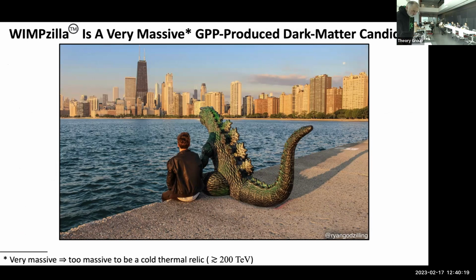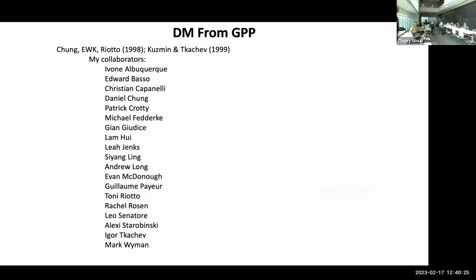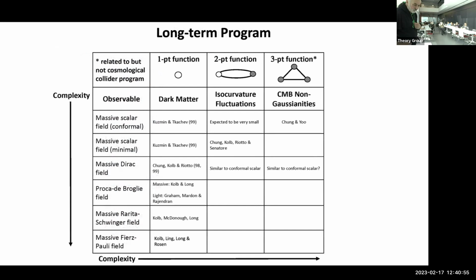And this is something I've been working on for a long time, going back to 1998. It's a list, I believe, of all of my collaborators who have written papers on this. It started out with a paper I wrote when Dan Chung was a graduate student here, and Tony Riotto was my postdoc at Fermilab. And Kuzmin and Tkachev, who was a postdoc at Fermilab around the same time, wrote a similar paper in 1999. Anyway, there's a large number of collaborators, and I've learned a lot from them. And this is part of my long-term program to calculate the one-point function, the relic dark matter density, of massive scalar fields, conformal and minimally coupled, massive Dirac fields, massive spin-one fields, Rarita-Schwinger fields, and now massive spin-3/2 fields. And then, filling in this matrix, you can calculate the 2-point function, 3-point function, et cetera. So that's what I plan to do.